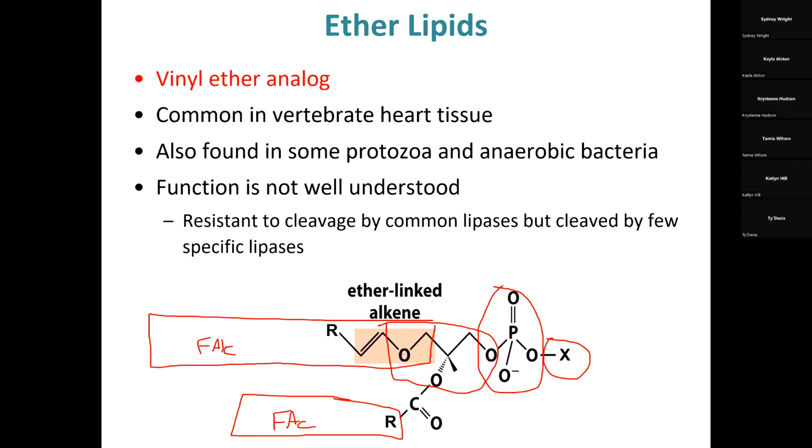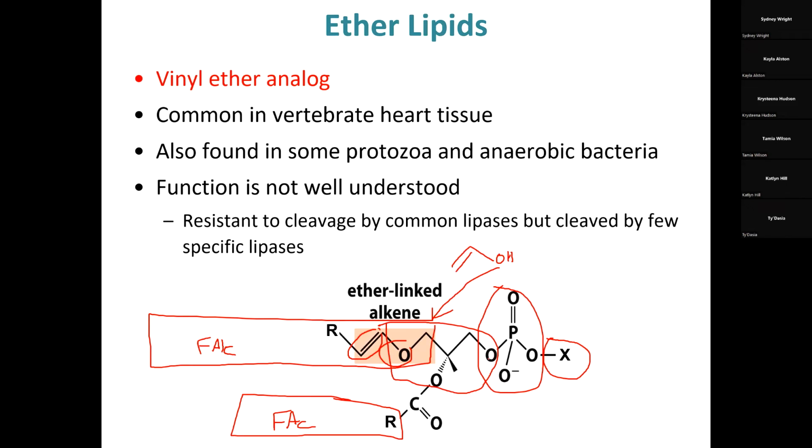And you see here, this is an ether-linked alkene. Alkene refers to the double bond, and this is the ether group, and this is the alkene. They use ether alcohols, and an ether alcohol is joined onto the glycerol to make these, so it's just slightly different from a glycerol phospholipid.